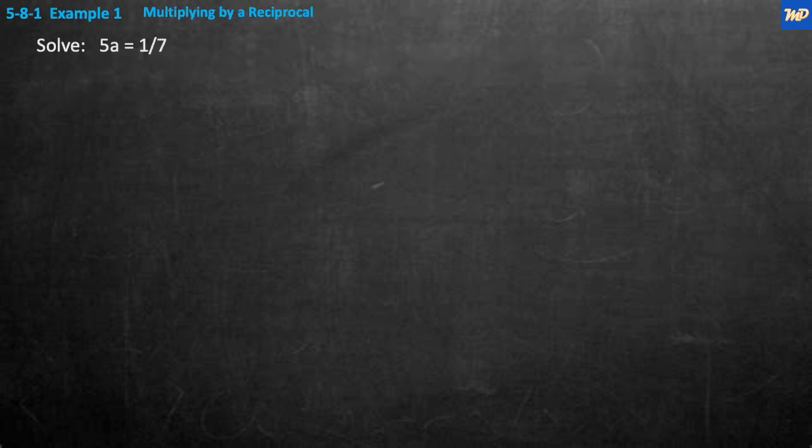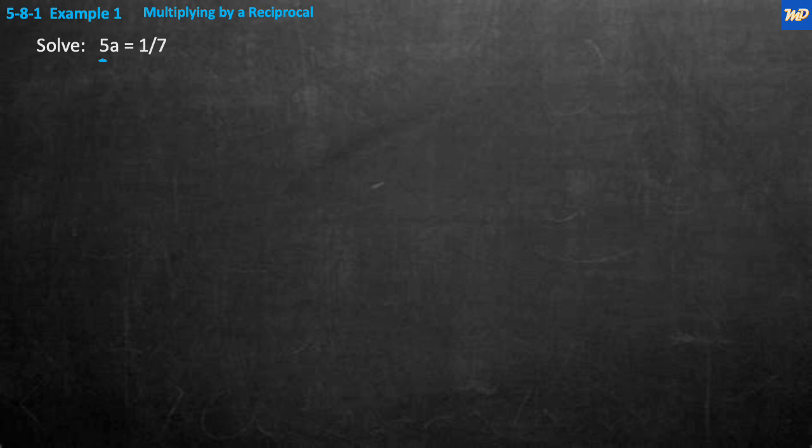Example 1. Multiplying by a reciprocal. Solve. 5a is equal to 1/7. So what do we have to do? This is the same as any other time we've looked at these equations. It has a fraction in it, but it really isn't going to make too much difference. We're going to get the a by itself, and that means the a has to have a coefficient of 1. Right now, a has a coefficient of 5, and we need to get it to have a coefficient of 1. In order to do that, we have to divide or multiply by the reciprocal. Divide by 5 on both sides, or multiply each side by 1/5. Let's multiply by the reciprocal.